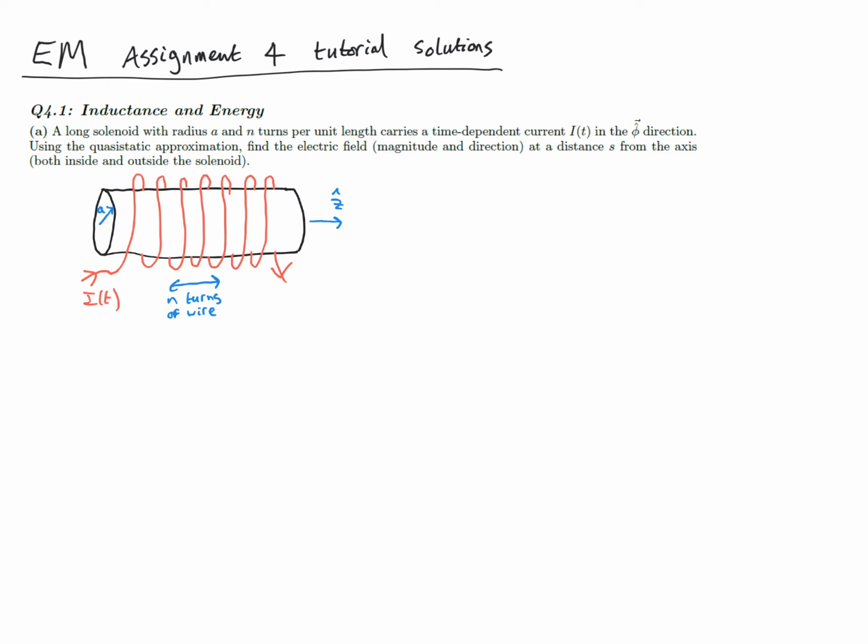Every question begins, of course, with a diagram, if for no other reason than just to set our convention about the axes and the units and so on. So here we have the solenoid. It has a radius a, n turns of wire per unit length, and the axis running along the z-hat direction, which I've defined going to the right here. For a steady, time-independent current, I0, we can use Ampere's Law.